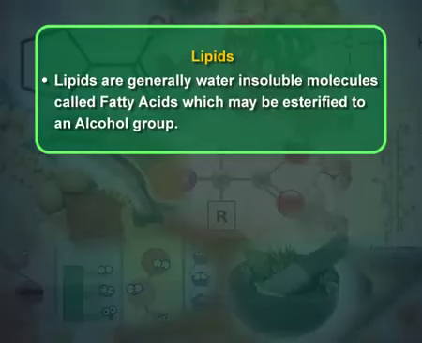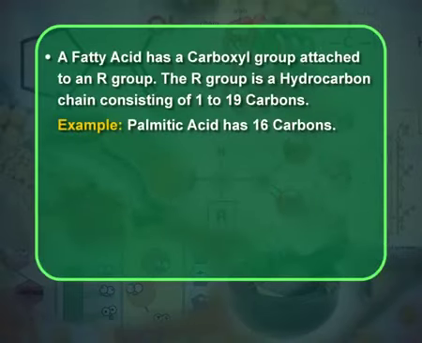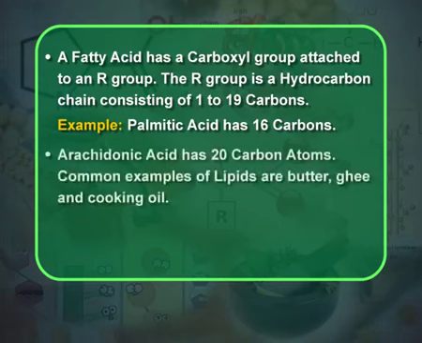Now the next type of biomolecule that we are going to talk about is lipids. Lipids are generally water insoluble molecules called fatty acids, which may be esterified to an alcohol group. A fatty acid has a carboxyl group attached to an R group. The R group is a hydrocarbon chain consisting of 1 to 19 carbons. For example, palmitic acid has 16 carbons, arachidonic acid has 20 carbons. Common examples of lipids are butter, ghee and cooking oil that we use every day.